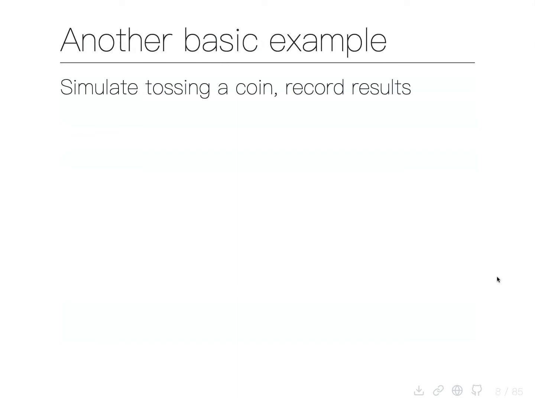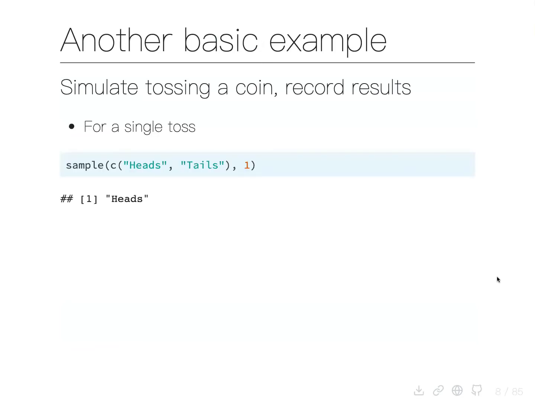Another basic example. Let's write another for loop. This time, we're going to simulate tossing a coin. There are ways to do this in a vectorized way, so we don't actually have to write loops for it, but we're going to ignore that for a minute. This is how I would do it for a single toss. I'm going to sample from a vector that has two things in it, heads or tails, and I'm going to sample one time. In this case, I get heads, but I could get heads or tails.